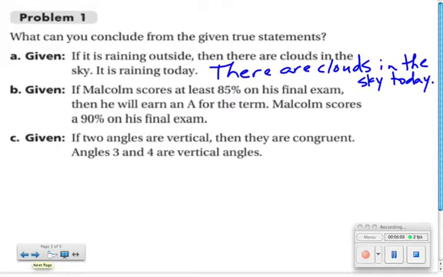Part B, if Malcolm scores at least 85% on his final, then he will earn an A for the term. Malcolm scores a 90% on his final. Can I draw a conclusion from these statements? Yes. Malcolm earned an A.